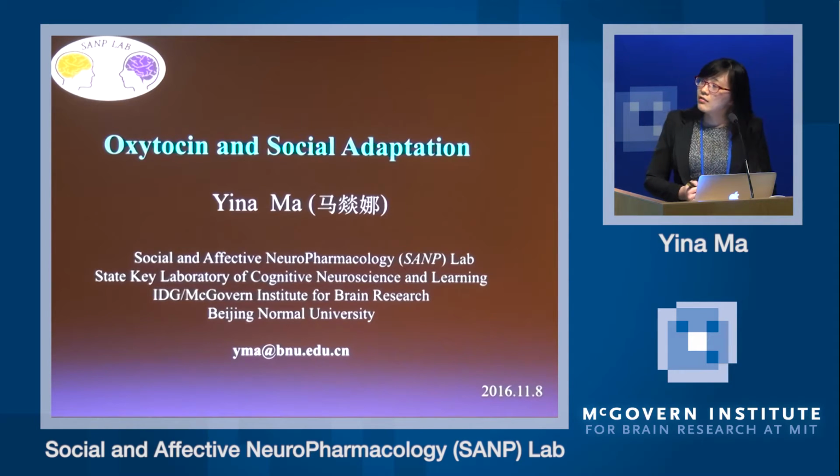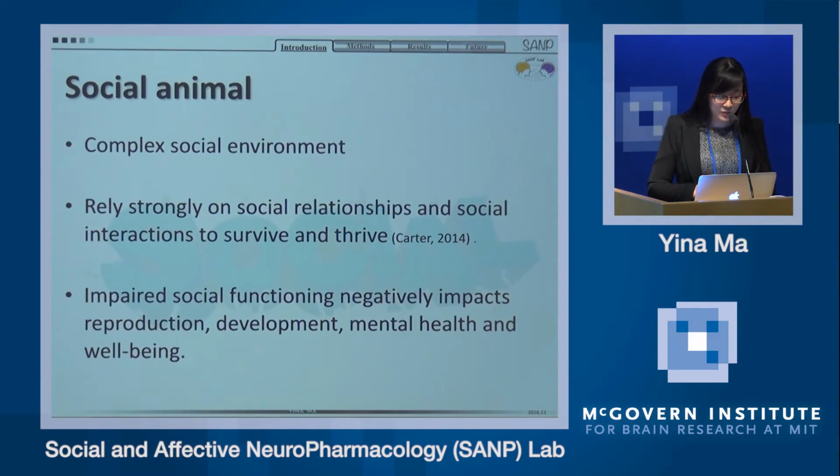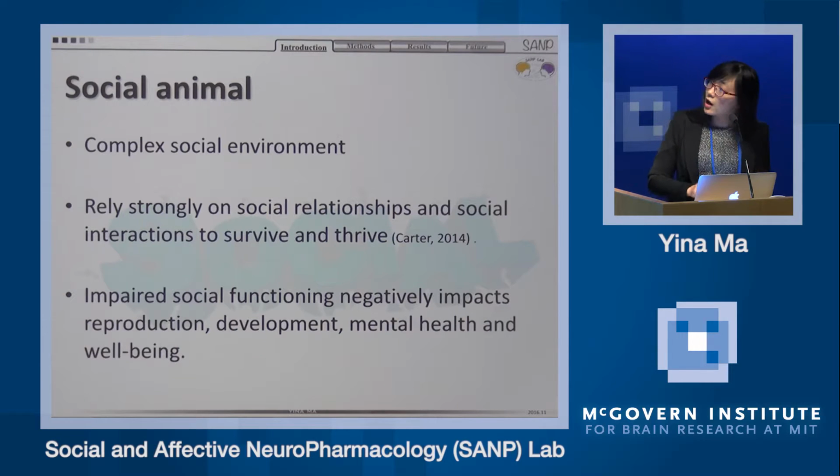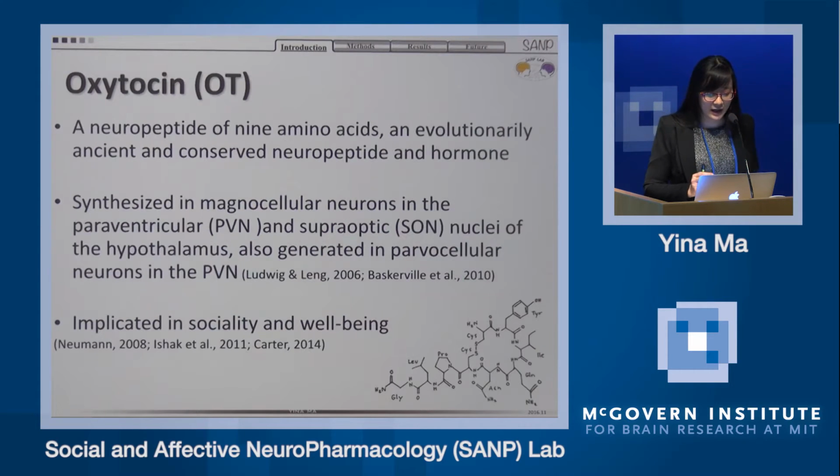We live in a very complex social environment and rely strongly on social interaction, social relationships, and daily interactions. Impaired social functioning has negative impacts on reproduction, human development, mental health, and well-being. I'd like to give some background information about this neuropeptide oxytocin. We have recently proposed that oxytocin is a very important neuropeptide for individuals to adapt to such a changing, dynamic social environment. Oxytocin is an evolutionarily ancient and conservative neuropeptide, and also a hormone.